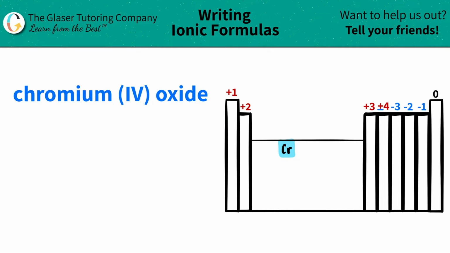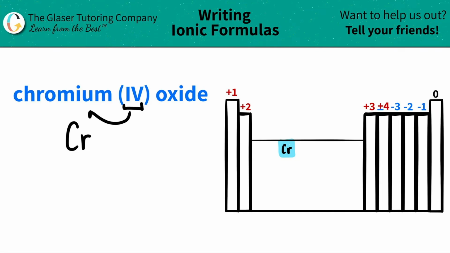So that's the first thing I'm going to write out. I'm going to say, okay, I got chromium, so it's a Cr. But now, chromium is in this box, which means that it's a transition metal, right? And transition metals have many different oxidation states, or charges. Which one do I use? Oh, that's why they gave me the Roman numeral.